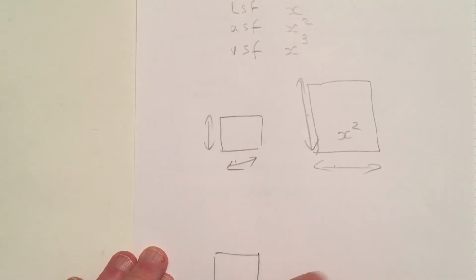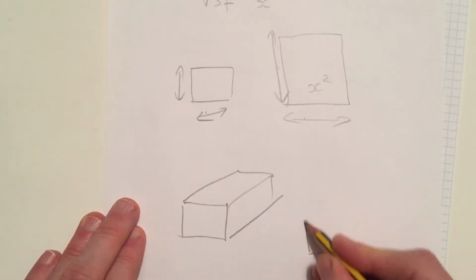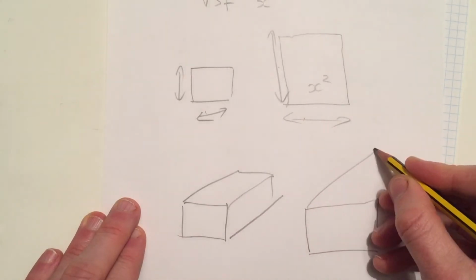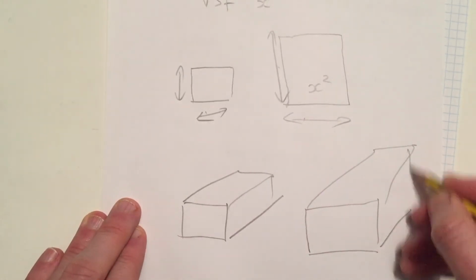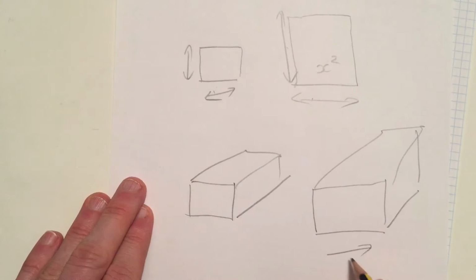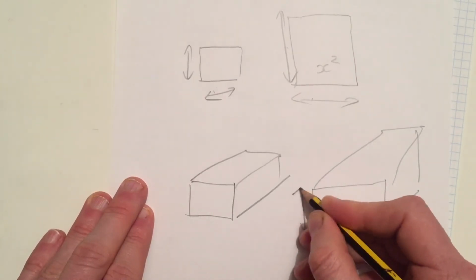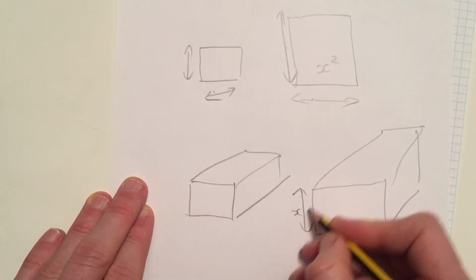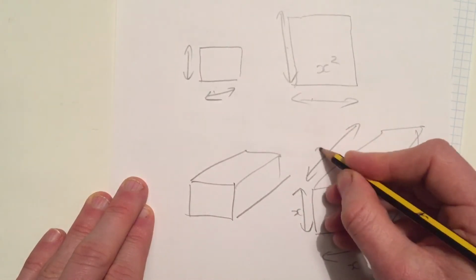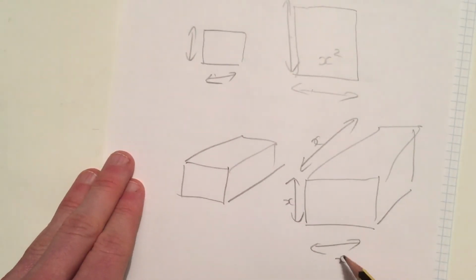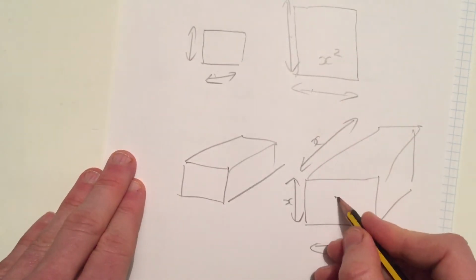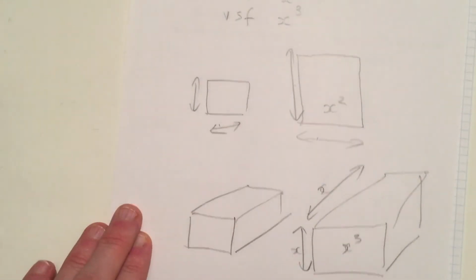Similarly, if I have a 3D shape, if these two shapes are similar, and I make this x times bigger than this, and this x times bigger than this, and that x times bigger than this, then x times x times x, when I'm working out the volume, would give me x cubed times bigger. So hopefully this pattern here makes sense.